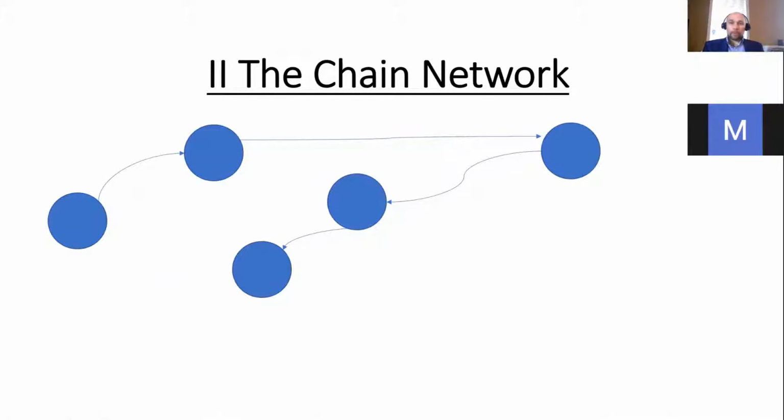So let's start with the chain network. In a chain network, the first node acts on the second node, but the second node doesn't act on the first node. And the same, the second acts on the third, on the fourth, and the fourth on the fifth, and so on.